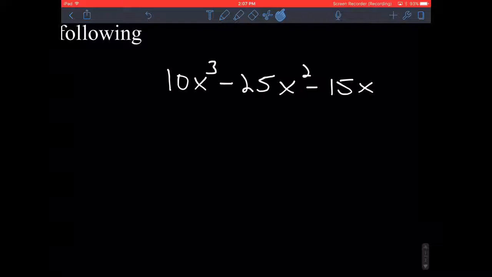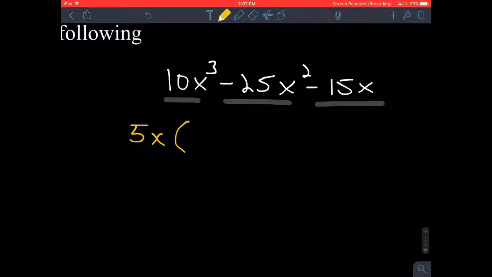Alright, our first example is 10x cubed minus 25x squared minus 15x. The first thing I'm going to notice is that all three of my terms can be divided by a 5 and also an x. When I go to factor that out, I'm left with 2x squared minus 5x, and then last but not least, minus 3.